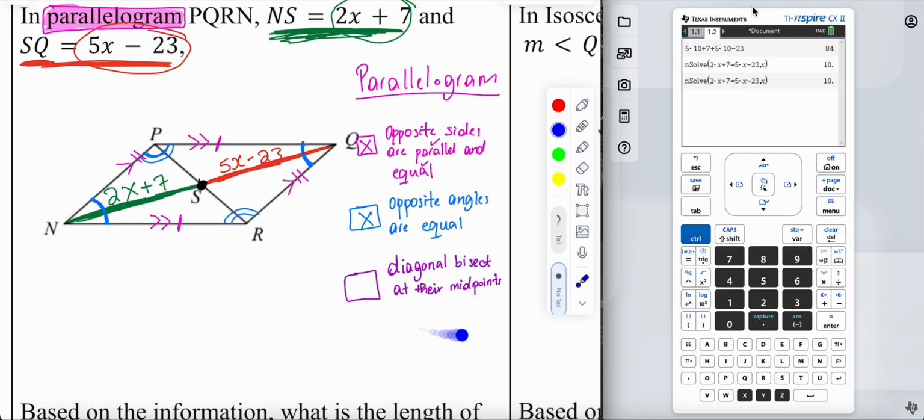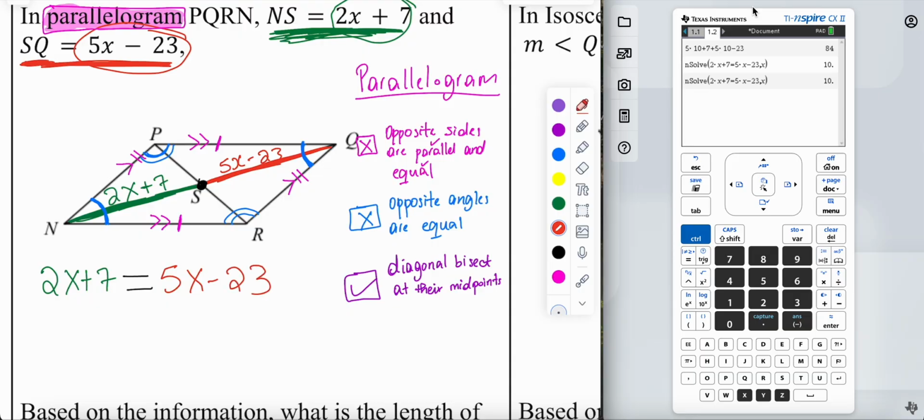Based on this property, these two have to be equal because the diagonal cuts at their midpoint. So we're going to be using that particular property to solve this question. Therefore, 2x plus 7 has to equal 5x minus 23. Now we have just created an equation.